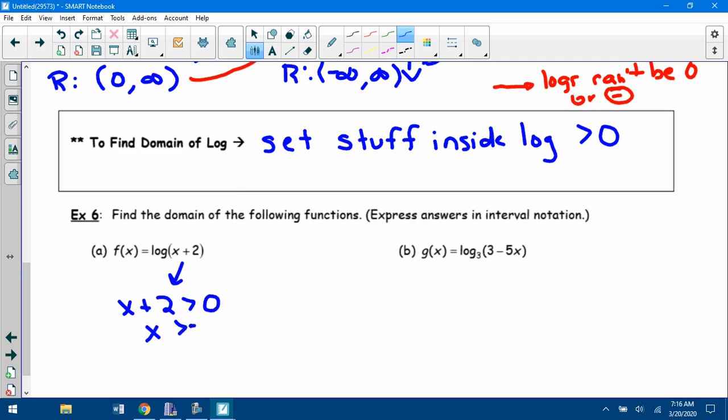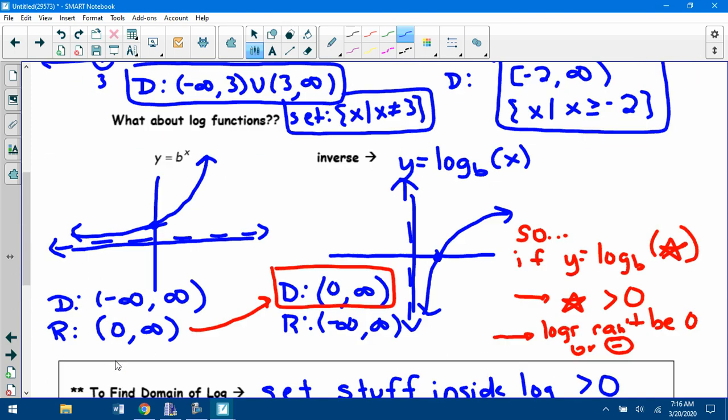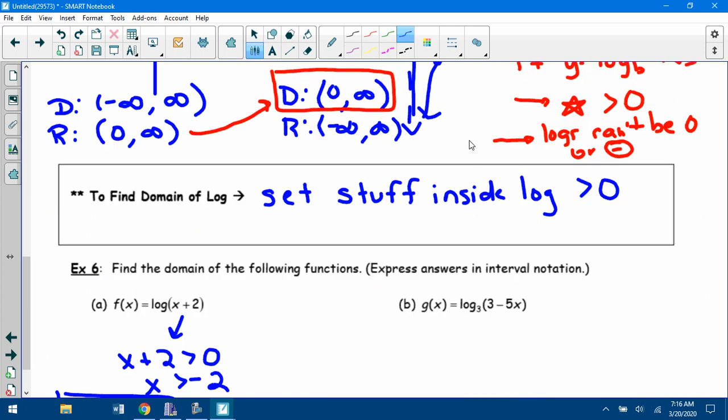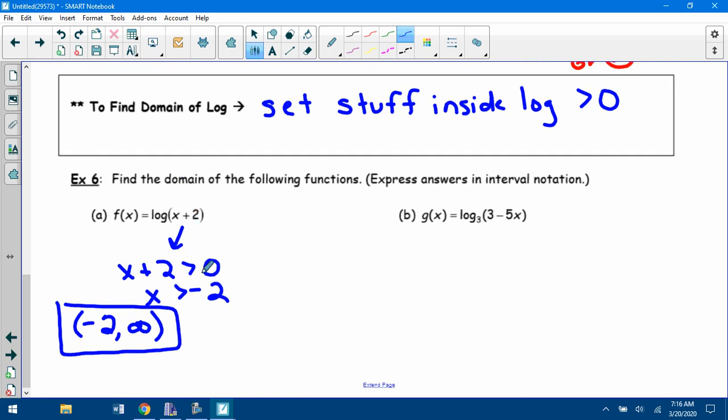So x is greater than -2. In interval notation, that would be parenthesis -2 to infinity. So again, compare it to that answer with the radical. Almost the same, except parenthesis here instead of a bracket, because the stuff inside a radical can be greater than or equal to 0. The stuff inside a log can just be greater than 0.